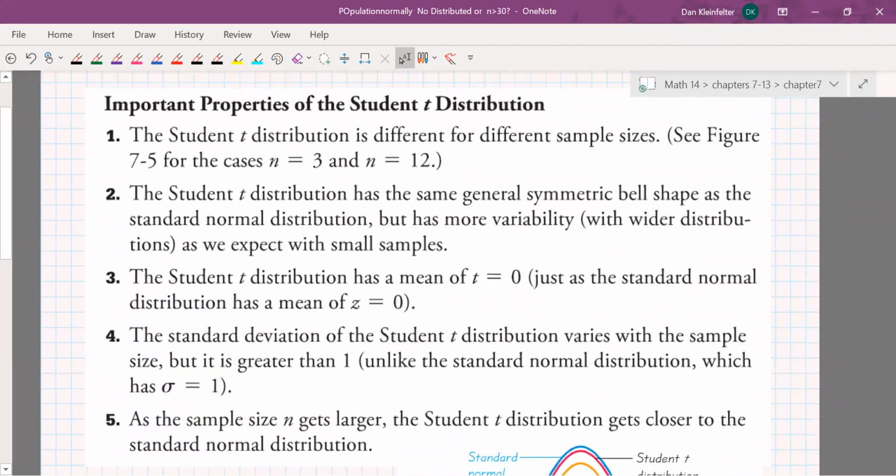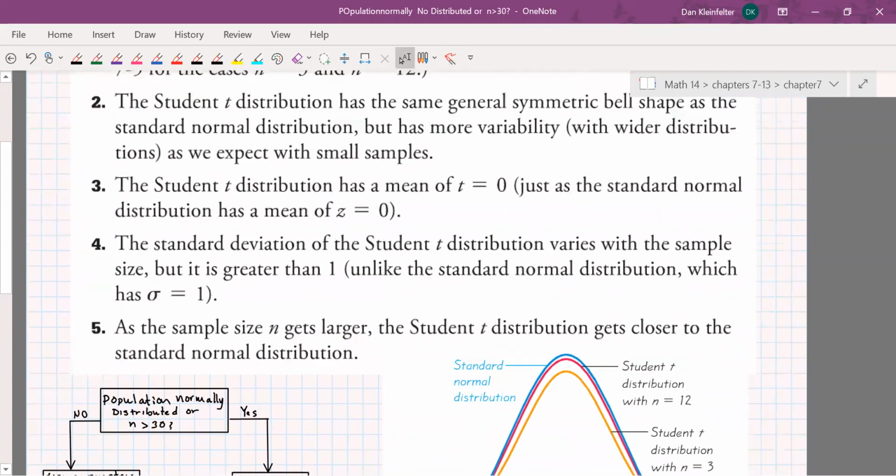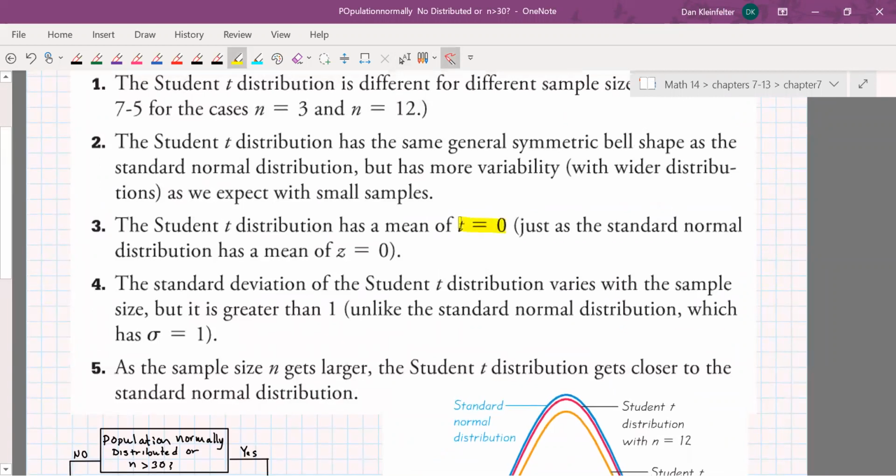So the T distribution has the same general bell shape as the normal distribution, but has more variability, as we would expect with small samples. Small samples are going to be more variable than large samples, and that accounts for why at the ends of the distribution, the tails are fatter. There's a mean of 0, just like the standard Z table had a mean of 0. The standard deviation for the T distribution varies with the sample size. With the normal distribution, the standard deviation was 1.